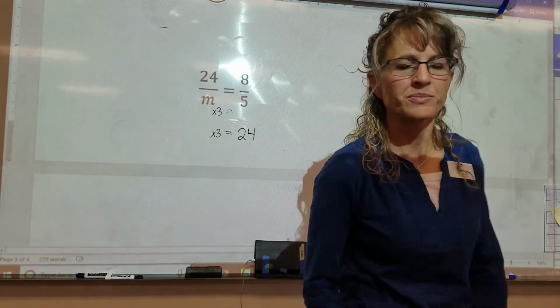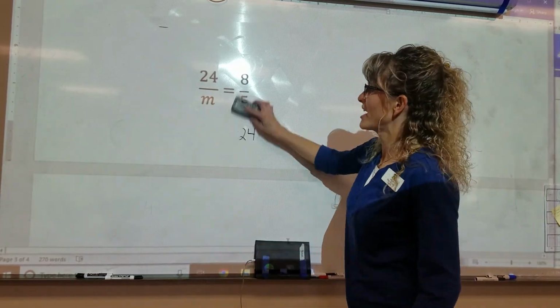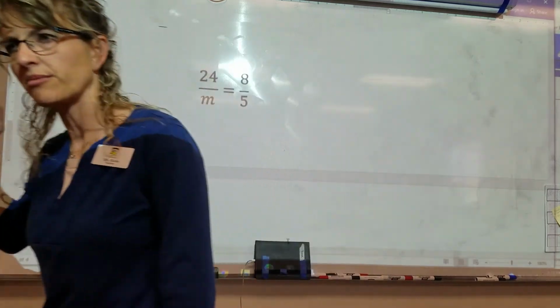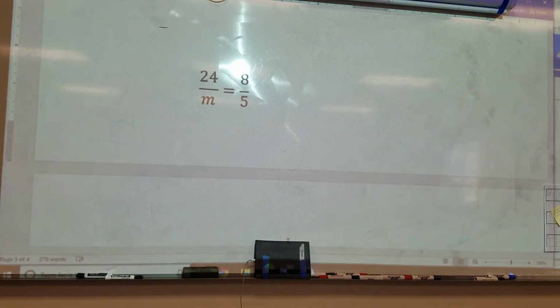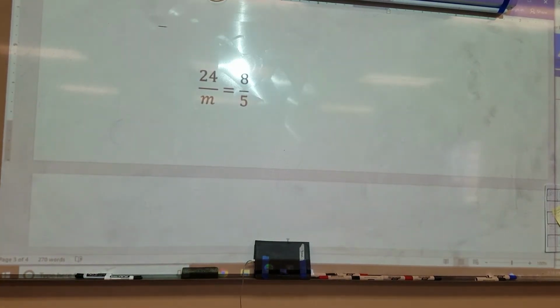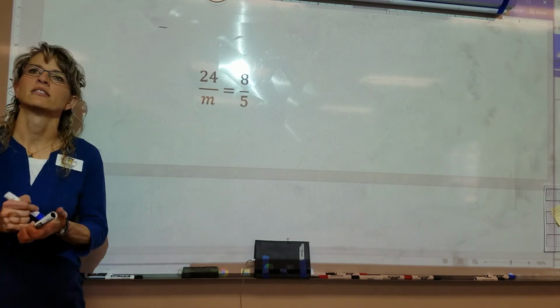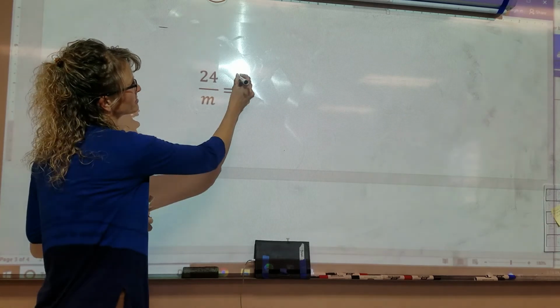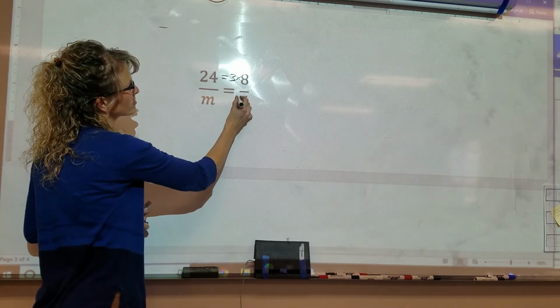Let's have you guys try one. Okay. 24 divided by m equals 8 over 5. Find the missing number. Put your pencil up when you've got it. All right. How about Kaylee? What did you do? 8 times 3 equals 24, so 5 times 3 equals 15.